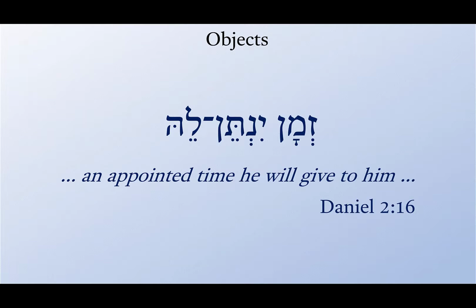Let's look at Daniel 2:16, this slice of it. An appointed time he will give to him. We notice that the subject is present in the imperfect verb there. It's the imperfect third person masculine singular. We know this from the yod prefix.